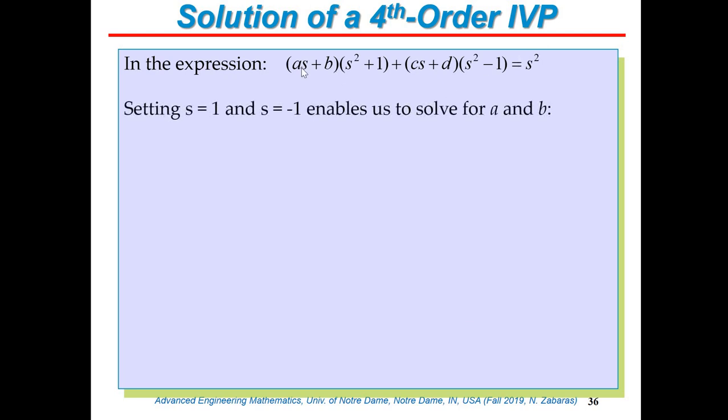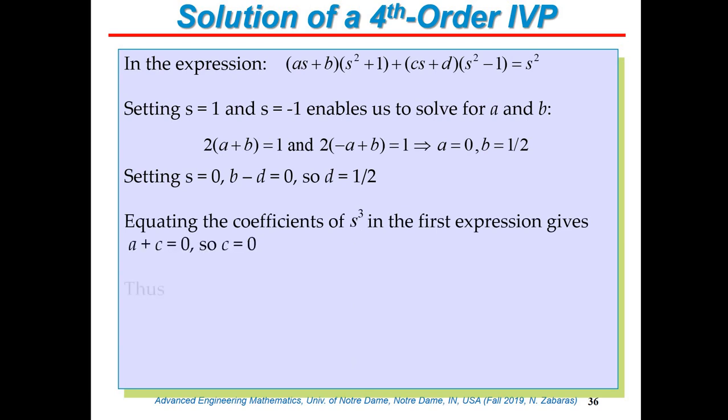Or the other case would be to use, rather than expanding this in powers of s, you can actually, if you plug in s equal to 1 and s equal to minus 1, this term drops, and that will allow you to compute a and b directly. And you can do similar calculations to find c and d. So let me just give you the answer. The partial fractions expression is 1/2 of 1 over s squared minus 1 and 1/2 of 1 over s squared plus 1.